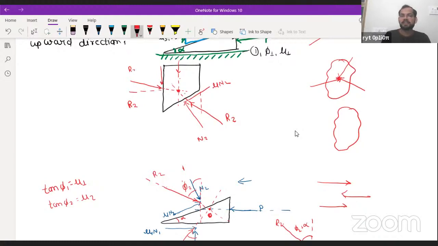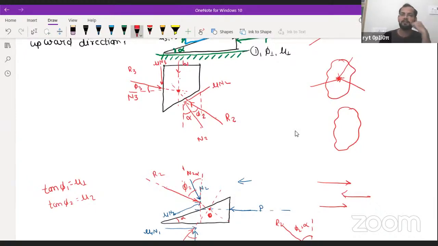This is R3, this is R2, this angle is phi, this angle is alpha. Why? Because this normal reaction N2 is making alpha angle with the vertical, so here it will also make alpha with the vertical. This is phi 2, the angle between the resultant and the normal. Here, this is N3, this is mu N3, that is the friction. So the angle between them is phi 3. And this is the point O.